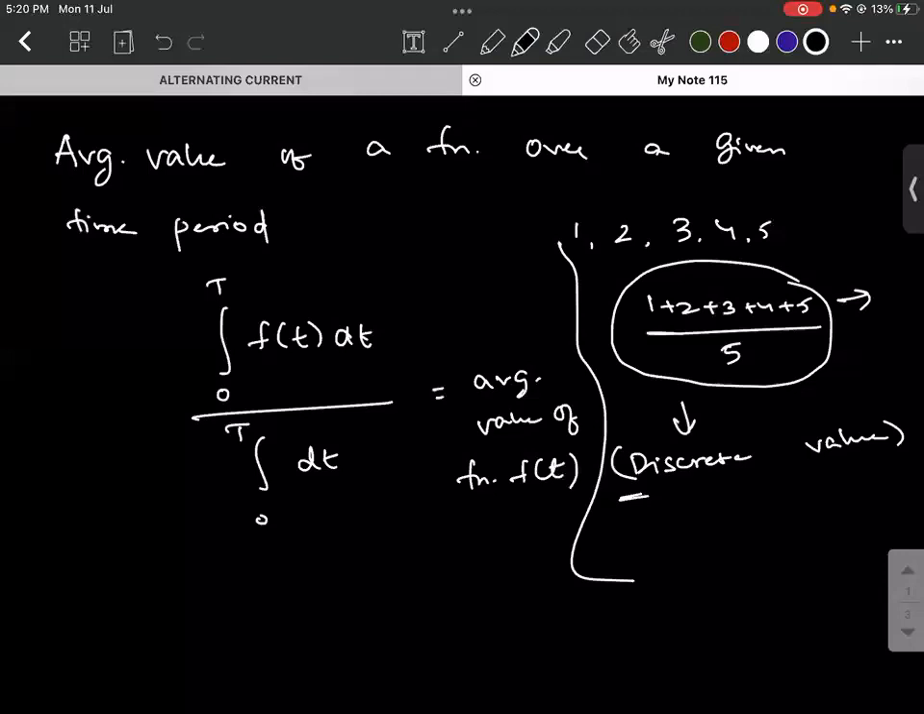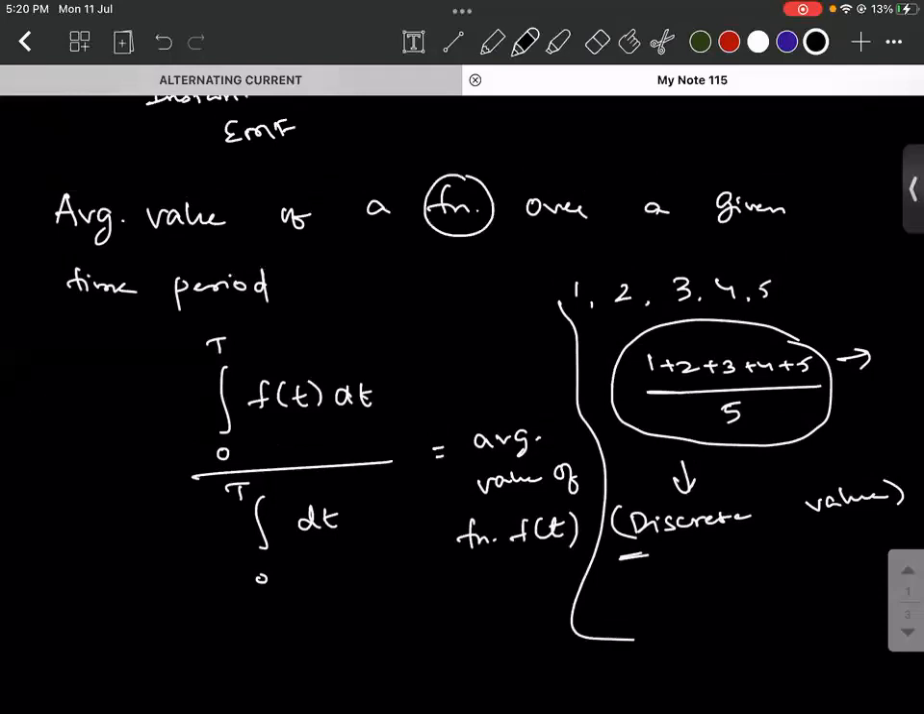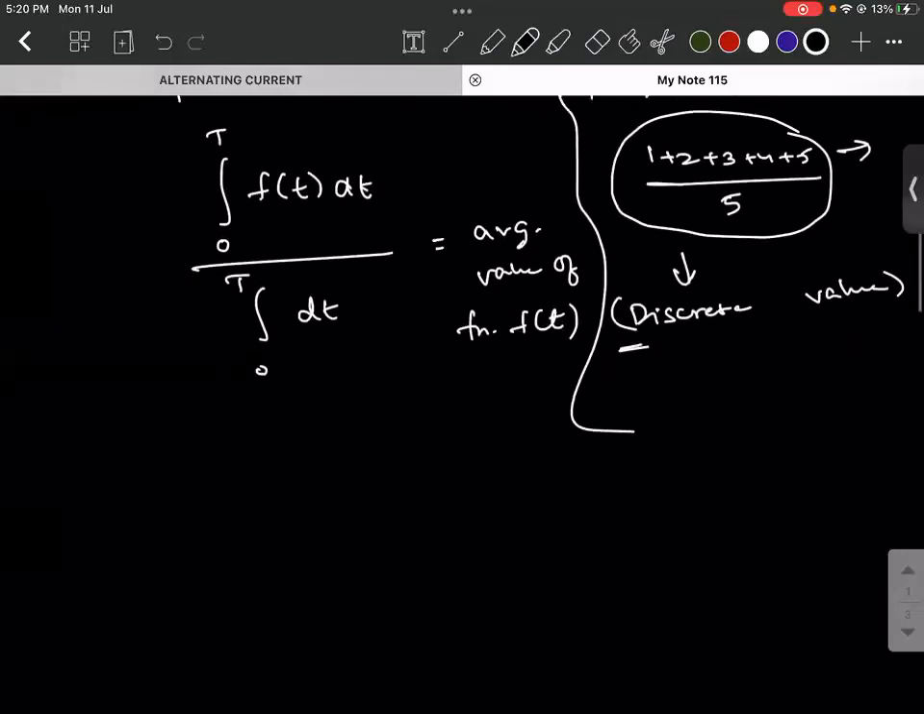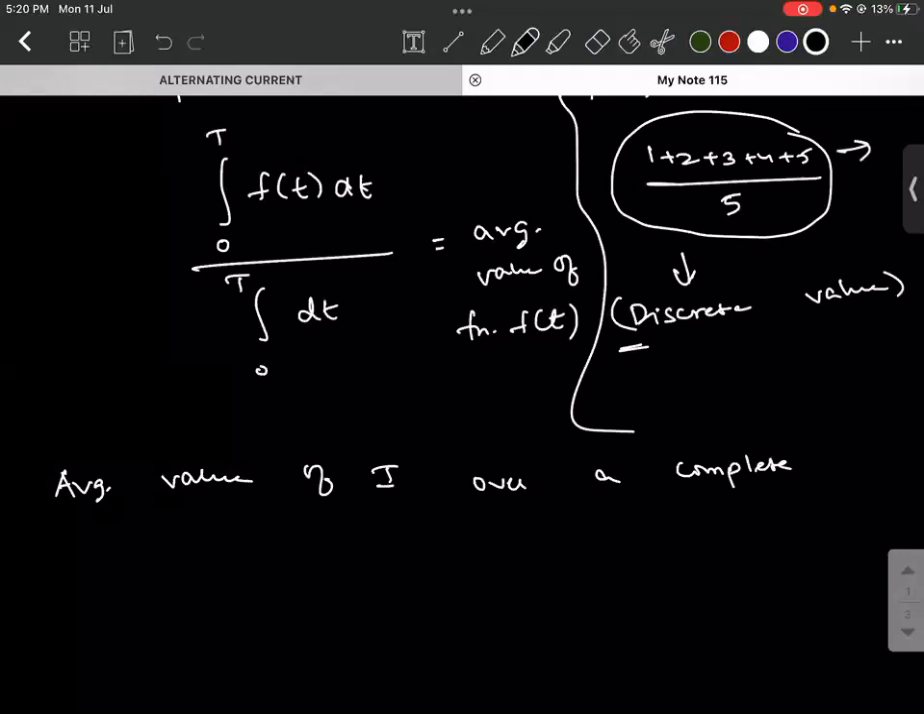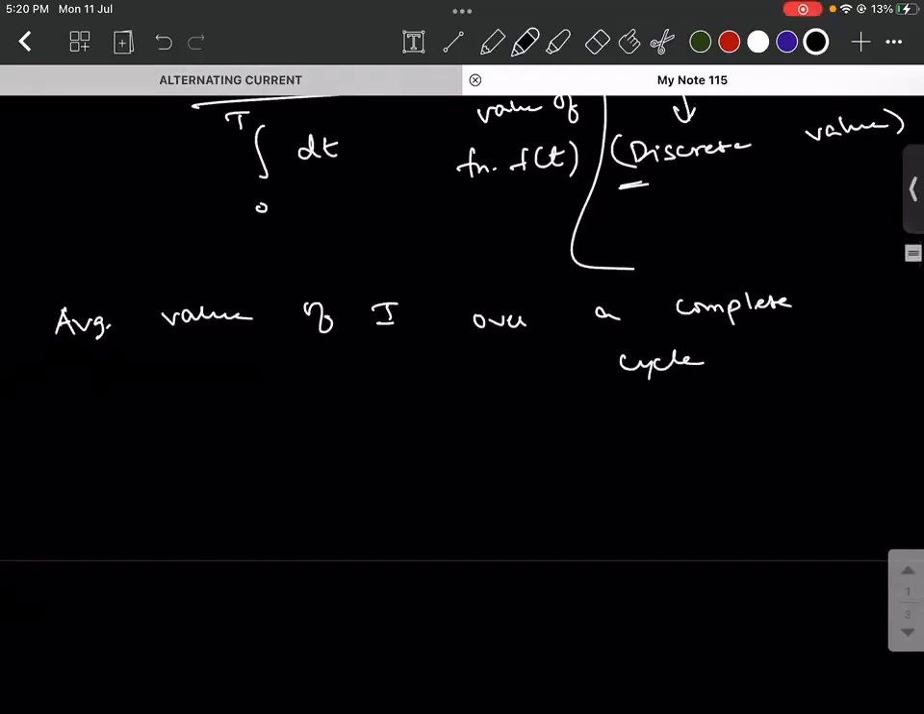Is that clear? Is it clear, guys? Now, using the same logic, how do I write the average value of a function? How do I find the average value of I over a complete cycle? For that, I'll do something like this. Listen. Integral of 0 to capital T of I dt divided by integral of 0 to T of dt.